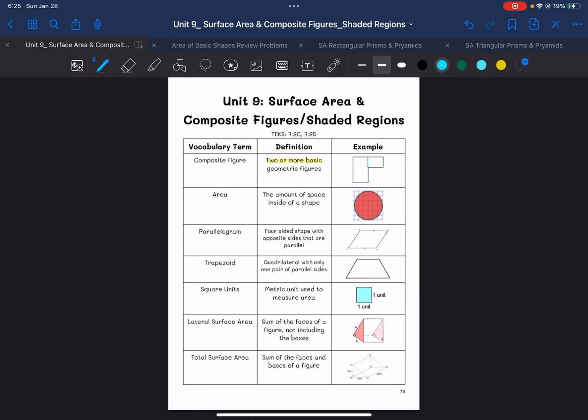Okay, now here, let's go ahead and look at area. The amount of space inside a shape. So it's everything that's in here.